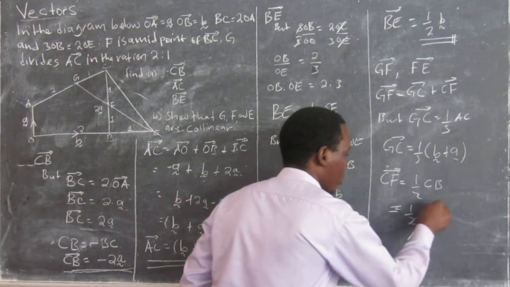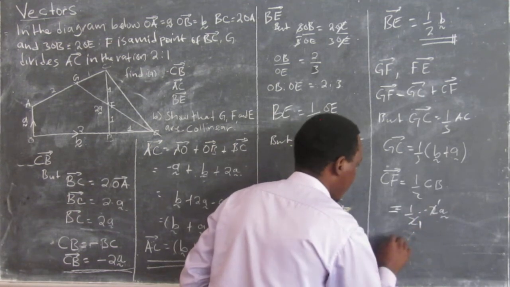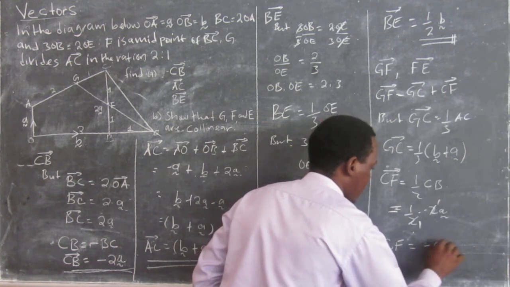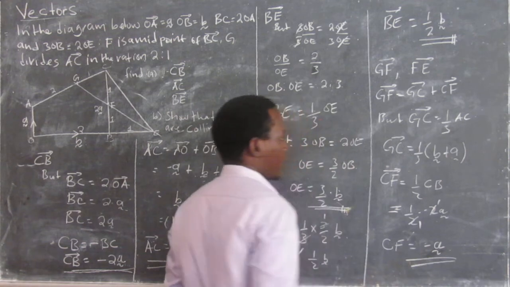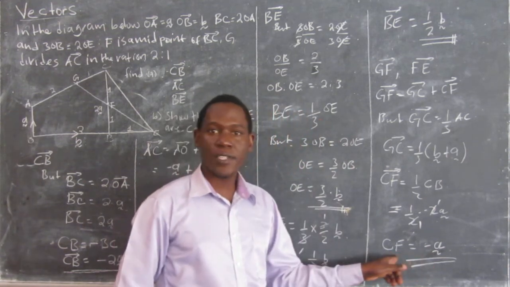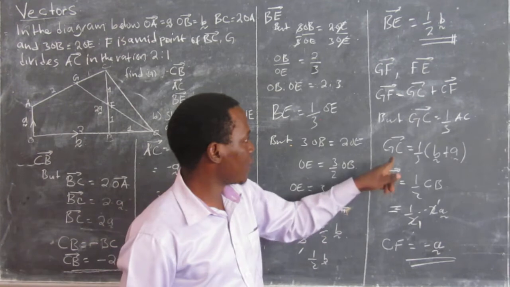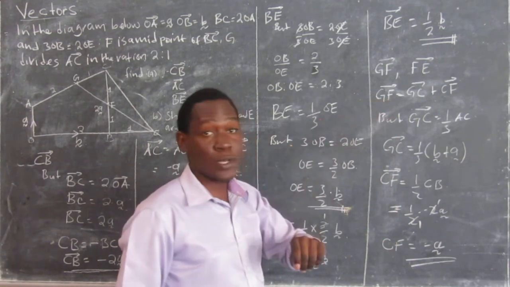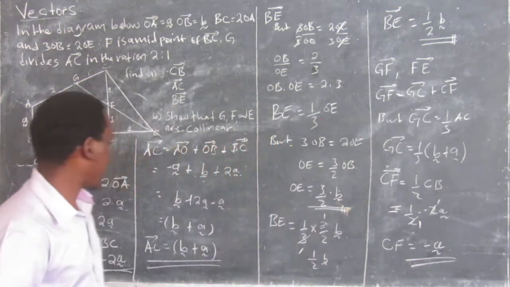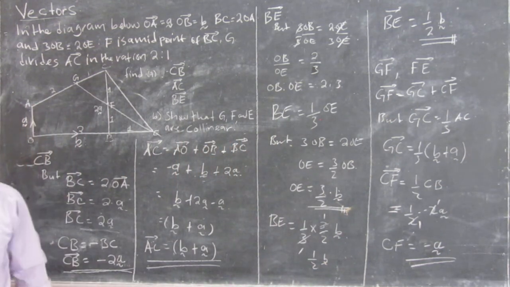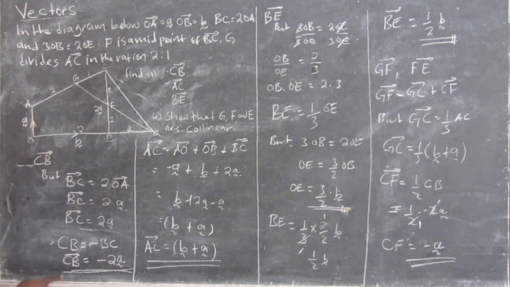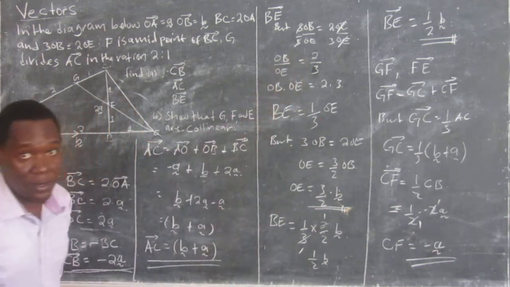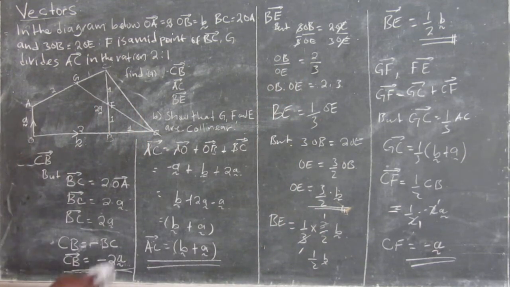And simplify this one, this goes to 1, therefore we shall end up having our CF as negative A. This gives us the vector of CF, and also we have the vector of CG, which we are going to substitute back in this expression so that we can get our VF in this case. I think I can rub off this part so that we can have more space, but note the value of CB, note the value of BC, and also note the value of BE, because we may need it in our expression as we follow.